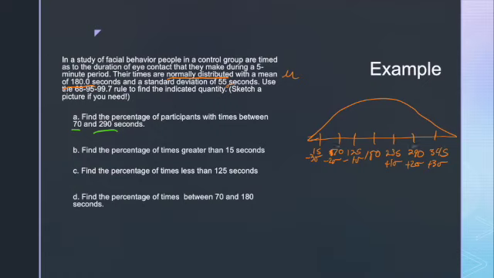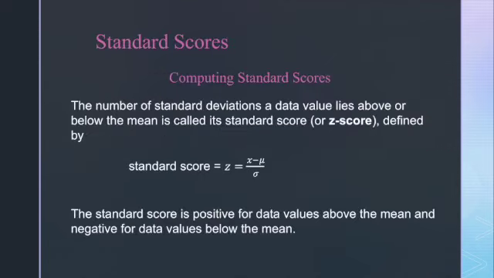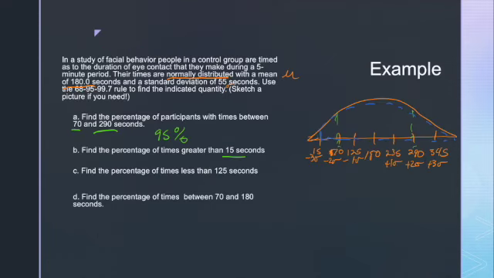and 290 seconds. Well, 70 and 290 mark my second standard deviation. 2 standard deviations is going to be 95% of the data. The next thing I want to find is the percentage of times greater than 15 seconds. So I'm trying to find everything above 15. So I want to know the area of all of this in blue right here. Well, 15 marks the third standard deviation.